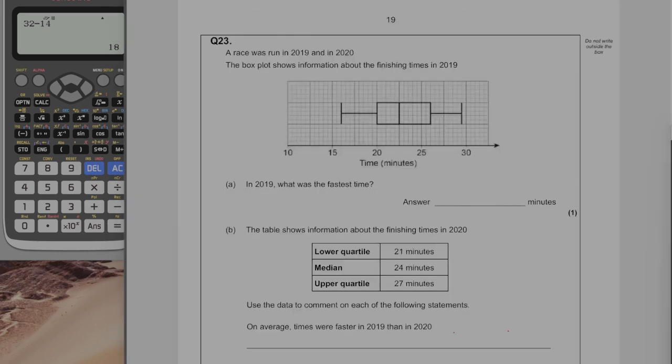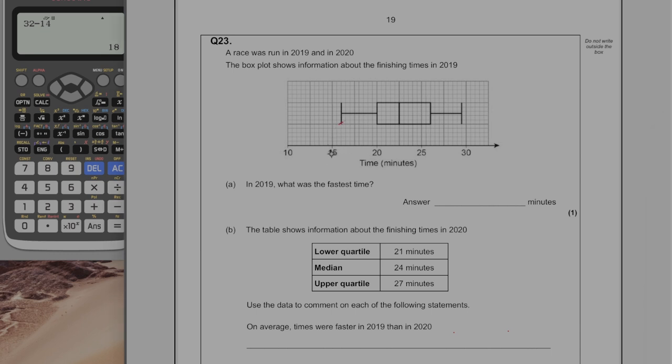Question 23. A race was run in 2019 and 2020. The box plot shows information about the finishing times in 2019. In 2019, what was the fastest time? If we're talking about times in a race, we actually want the lowest value. That's going to be the fastest time. We're trying to read off this value. If we're going up in twos, that's going to be 16 minutes.